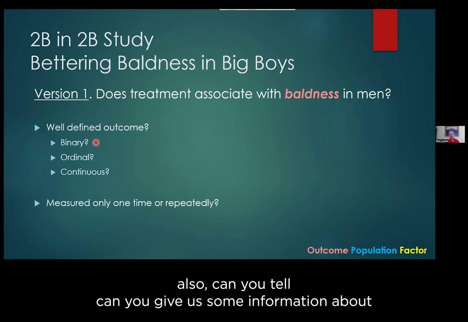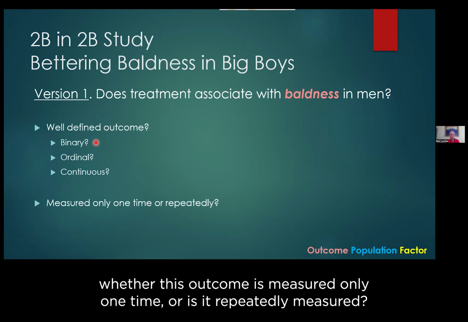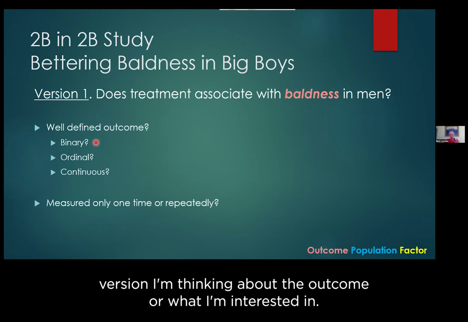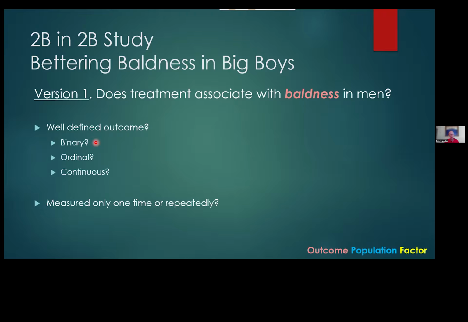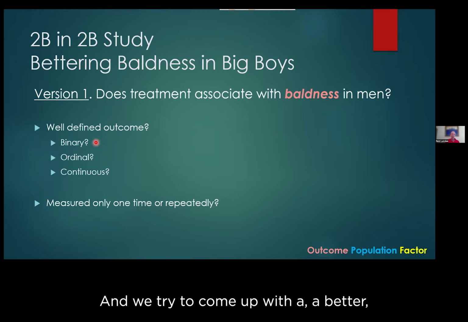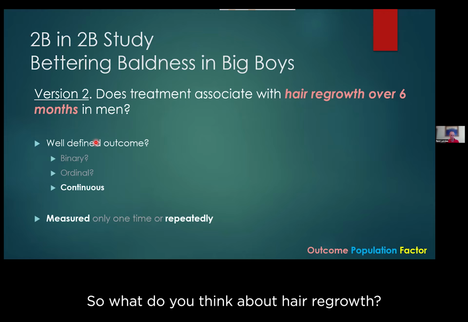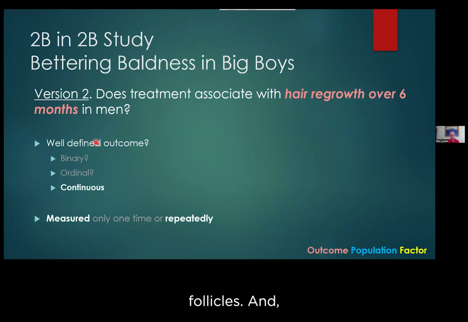Also, can you give us some information about whether this outcome is measured only one time or is it repeatedly measured? So working with this first version, I'm thinking about the outcome of what I'm interested in, and we try to come up with a better phrasing for this outcome. How about this? Does treatment associate with hair regrowth over 6 months? So when I think about hair regrowth, there are ways to count the number of hair follicles in a particular spot on a person's head.